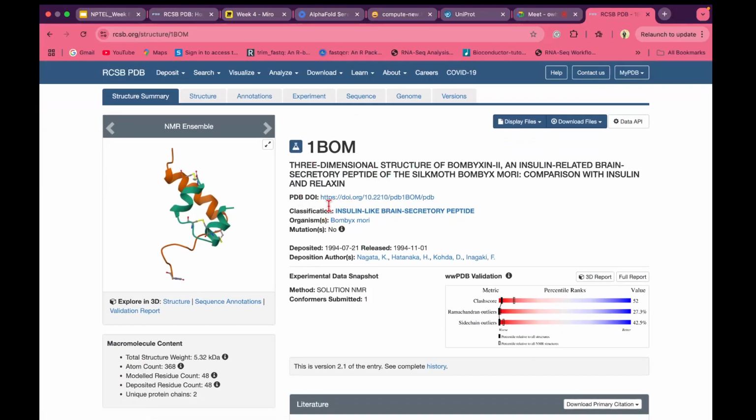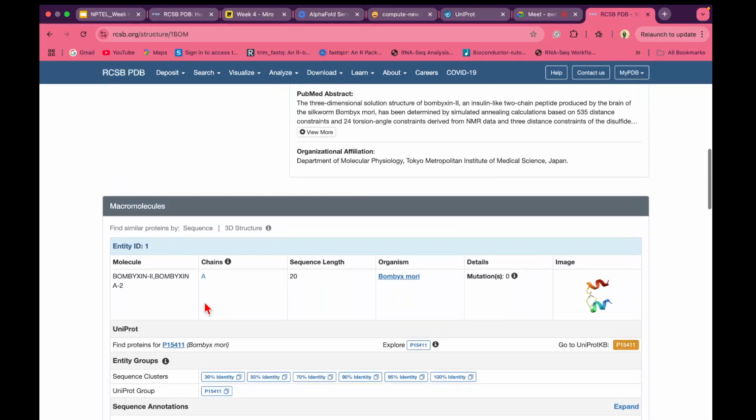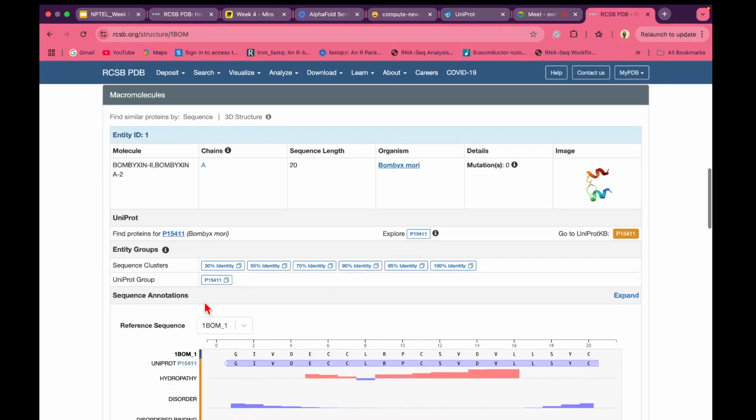So initial information we have classification of the protein, organism of the protein and type of mutations. Further, when you observe here, there is experimental data snapshot which tells about the method by which the structure has been determined. So this structure has been determined using solution NMR, that is NMR technique. Further, we also have macromolecular content, that is structural weight, atom count, other literature information. Followed by that, we have chain information. If there are any ligands also, the ligand information will be provided in the entity ID table.